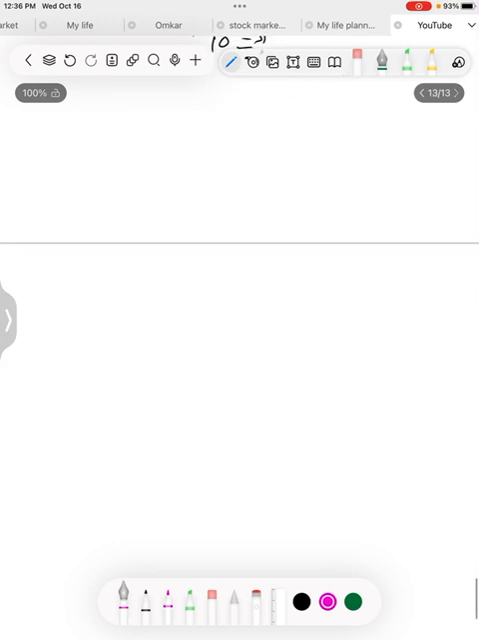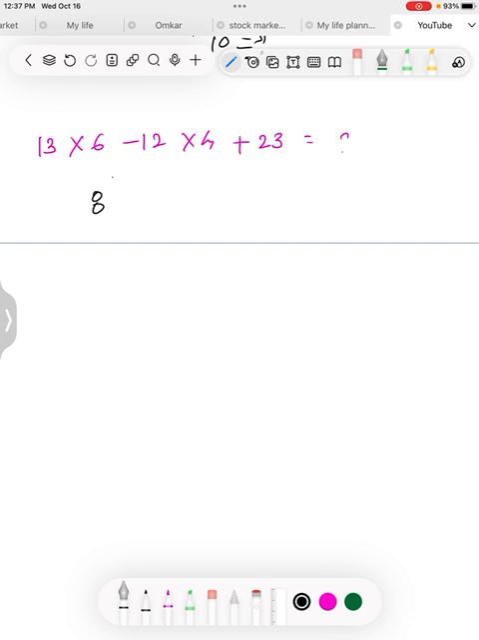13 into 6 minus 12 into 4 plus 23 is equal to question mark, right? So let us solve this. I think you all know this, but if some people don't know, you can just do it in this way also. Okay, you can just do it and we will get the answer, this one. Okay, it's a simple one and you can solve this in this way. Let us go to another one.